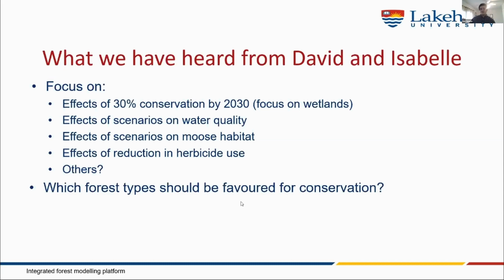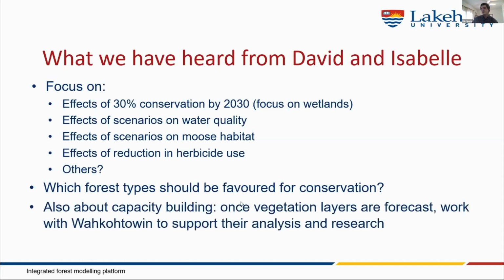One of the things that we're interested in hearing from outside of wetlands is if there are forest types that should be favored for conservation. The very last point I have is that this is also about capacity building. Once vegetation layers are forecast, we hope to continue working with Wakatoan to support their analysis and research, things like feeding into Lamazoo so that it can be visualized and tangibly held. That is a really important part of this project, and Connor does have time at the end of his PhD to make sure this is really well documented and transferred in a responsible way.